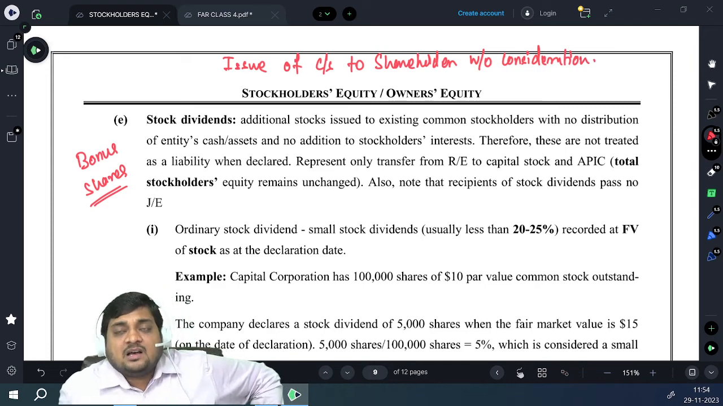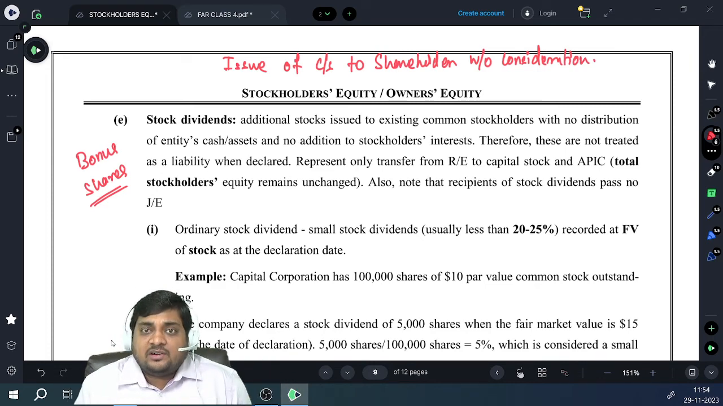Basically what happens, suppose a company has earned profit, right, and the profit is not in the form of cash. Maybe you have sold the goods on credit, maybe you might have bought some non-current assets. So whatever profit it is showing in your books, it may not be readily available for distribution of dividend. So in that case the company can go for stock dividend.